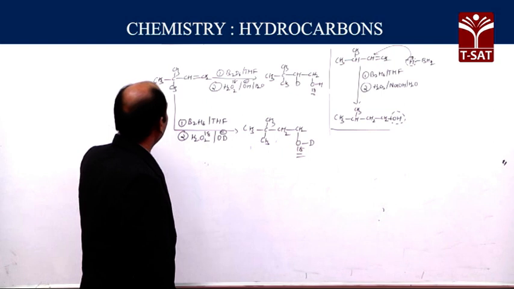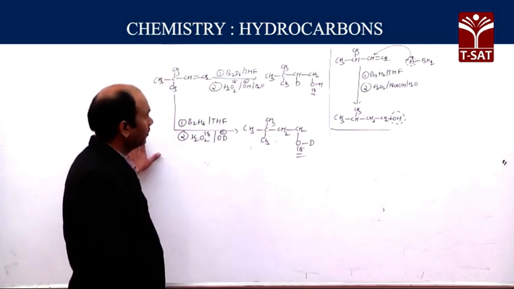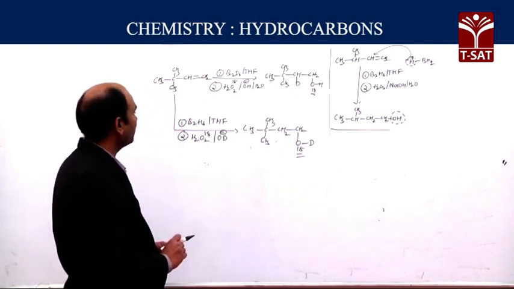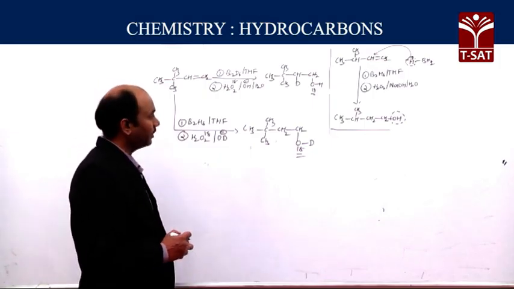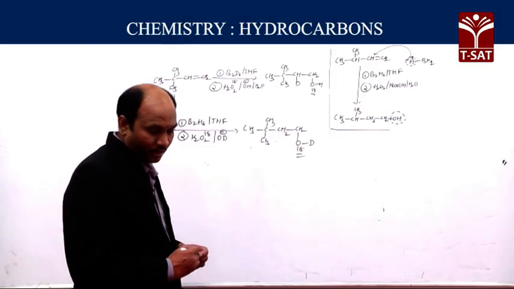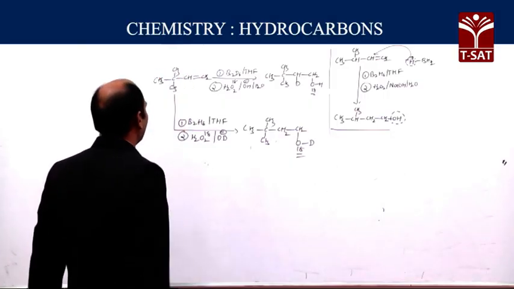This is hydroboration oxidation. So hydroboration oxidation, oxymercuration demercuration, and acid catalyzed hydration, these three reactions are important for conversion of alkenes to alcohols. Okay, alkenes to alcohols is completed.